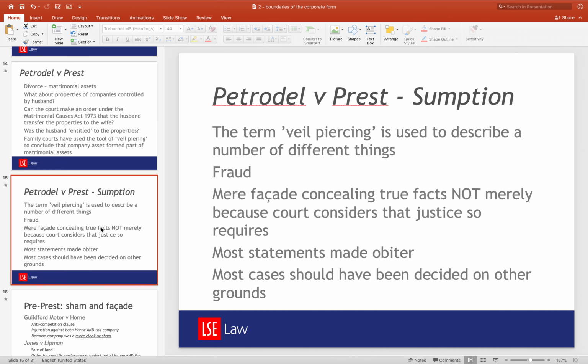And this then went all the way up to the Supreme Court, and Lord Sumption's speech is one of the speeches that are worth reading here. And he says, actually, the term veil piercing isn't useful.